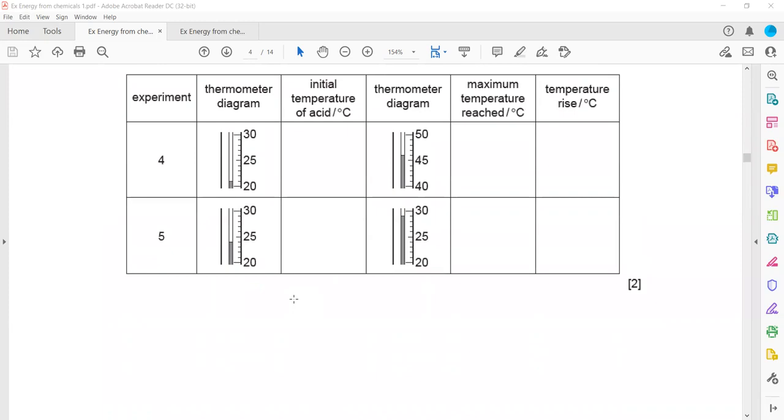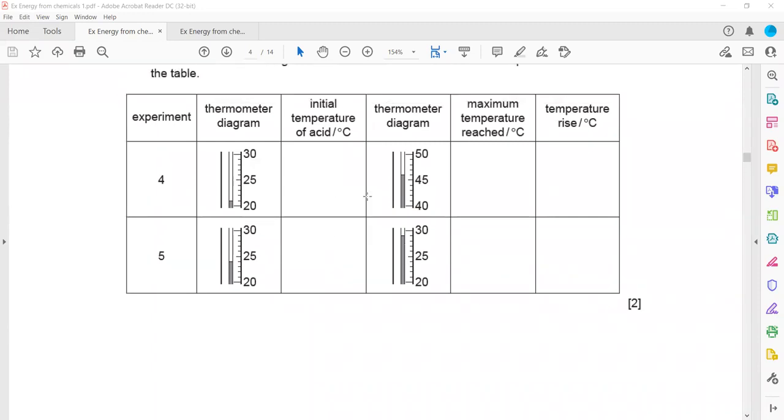Then complete for this part. Experiment, initial temperature. What is the initial temperature? 21. What is the final temperature? 46. What is this temperature change? 46 minus 21, 25. And this is 29 minus 24, so that is equal to 5.